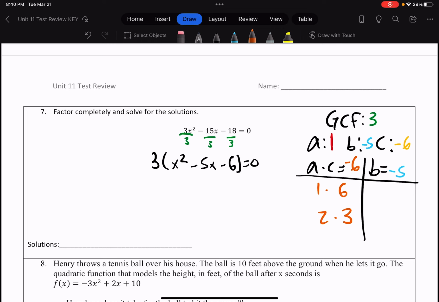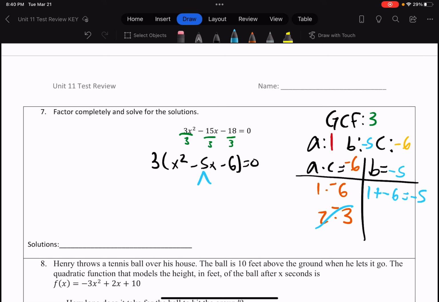Notice they're multiplying to be negative and adding to be negative. So therefore, one of my factors here needs to be positive, one needs to be negative. And it looks like since they're adding together to be negative, our larger factors need to be negative. So if I do 1 plus negative 6, that indeed yields negative 5. Guys, 2 plus negative 3 is going to give you a negative 1. That is not the factor set that we want here.